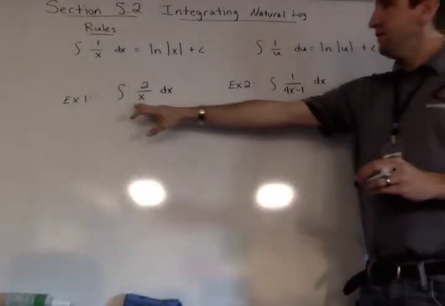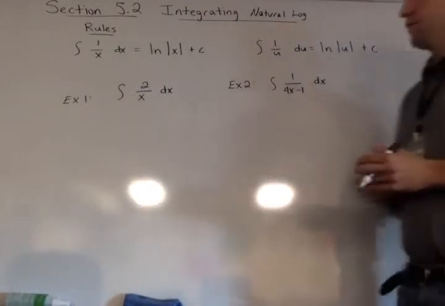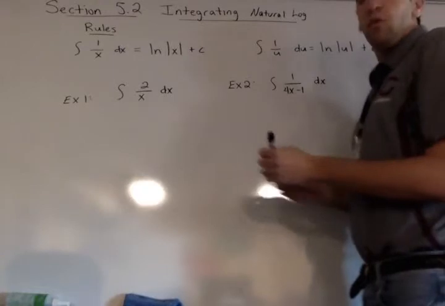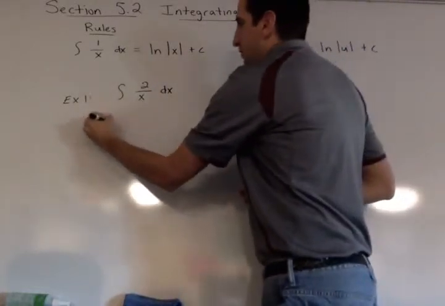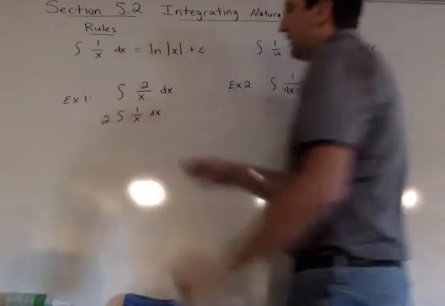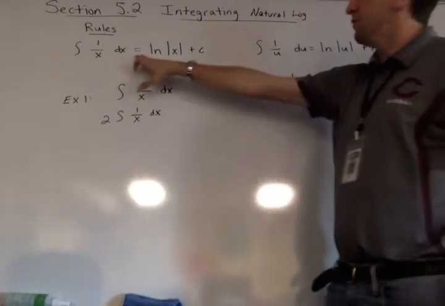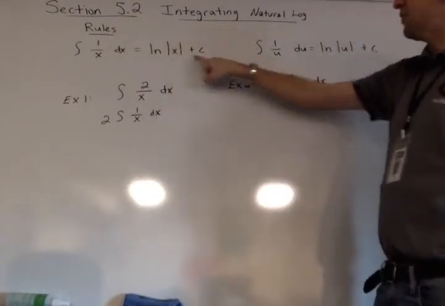For example 1, we're looking at the integral of 2 over x dx. This one's pretty straightforward. You don't have to use any substitution. One extra step you could do is put the 2 out in front and make this 2 times the integral of 1 over x dx. And I think then you can see how we would use this first rule, that the integral of 1 over x becomes natural log x plus c.